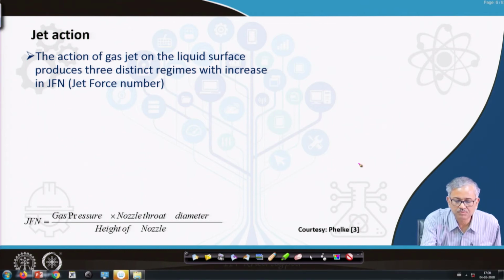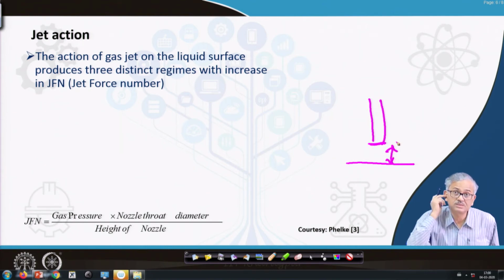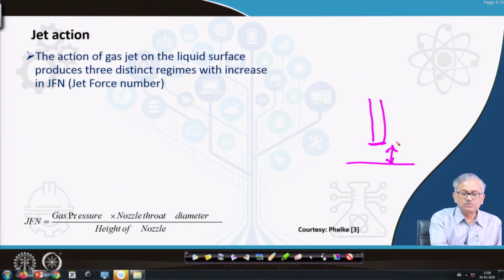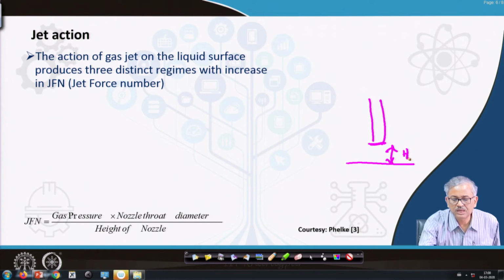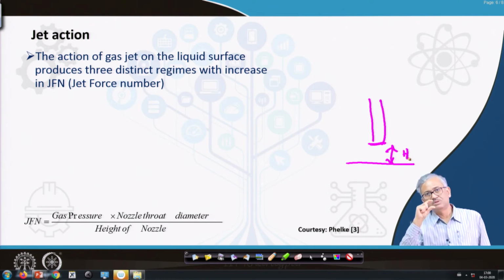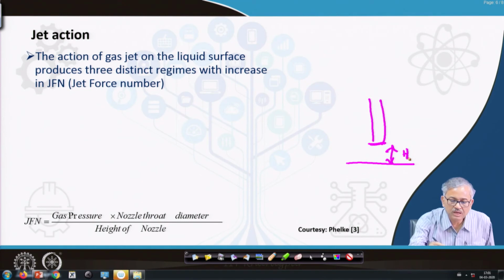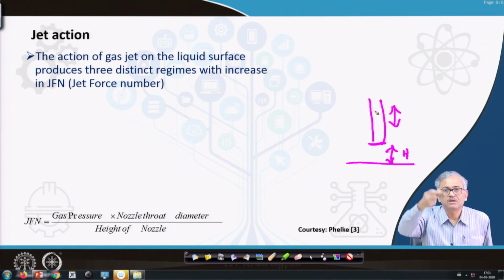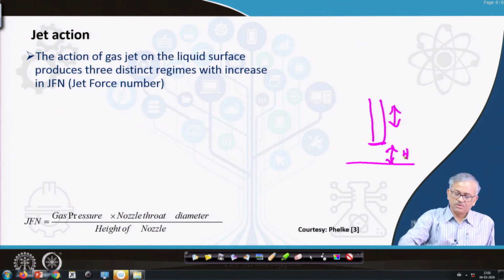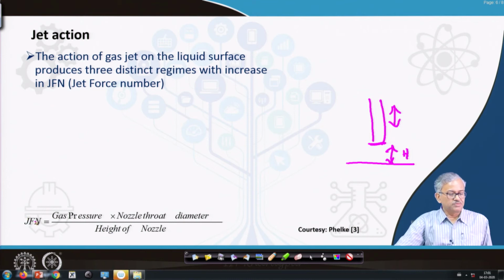So if you have a bath here, this is the bath, and this is the oxygen lance. This distance is the height of the nozzle, which you can control. You can push the nozzle up and down and change the value of H. And you can control the JFN.